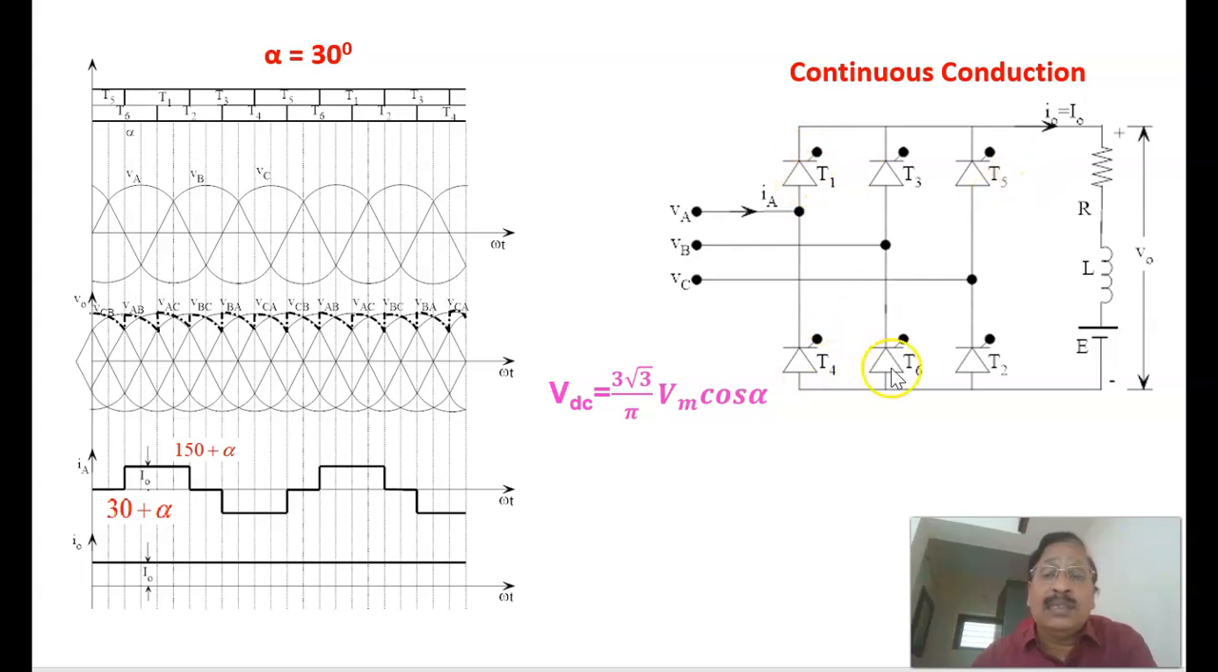here positive group and this is a negative group, either one from the positive group and one from the negative group will be conducting. Depending upon which thyristor is getting the corresponding line voltage, that will be available across that one. So that is the way in which it is rectified.